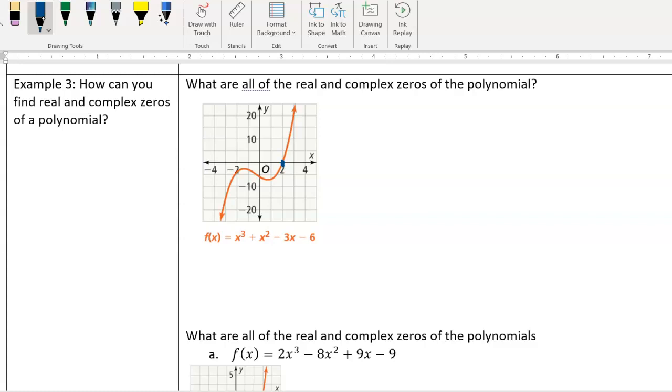So if we were to graph this, how can we figure out what all the zeros are? Well, there's going to be a process. Let's write those steps over here. So the first step is you're going to find the real zeros.